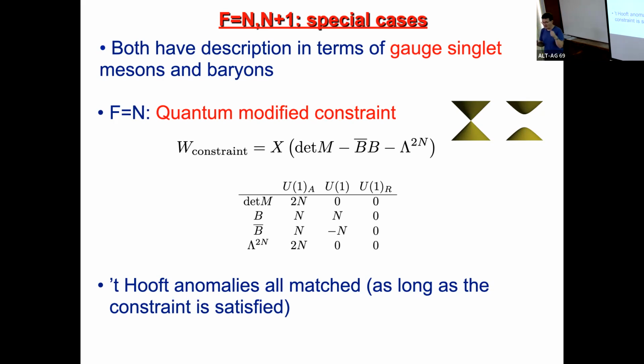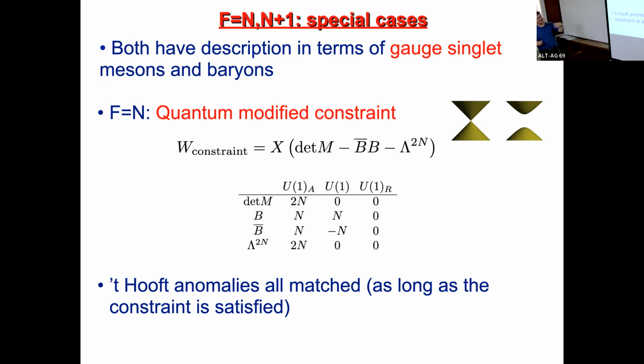So you should not try to match all the global anomalies at the same time. Depending on which point you are at, either the baryon or the meson point. At the baryon point, the baryon number is spontaneously broken, so you should not match that symmetry. At the meson point, the SU(F) cross SU(F) global symmetry is broken to the diagonal, so there you should only match the diagonal part. If you try that, then it all works out. So that's the story of the quantum modified constraint.